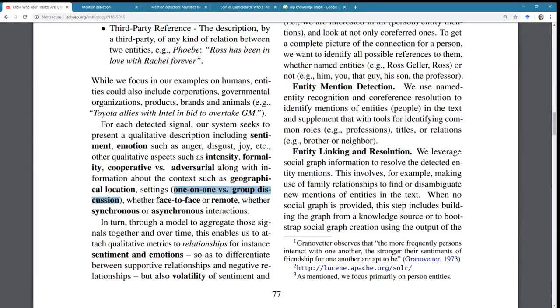Face-to-face versus remote, again, really interesting. Each of these things is a whole paper in and of itself that I would really love to dig into, but we just don't have the deets. And then synchronous versus asynchronous, again, super interesting. Synchronous is something that's happening in real time, where we're talking back and forth. Asynchronous would be like if you email somebody and then later they email you and it's happening at different times. So these features are super cool and interesting, and I would love to learn more about them, but they're just not discussed in any depth.